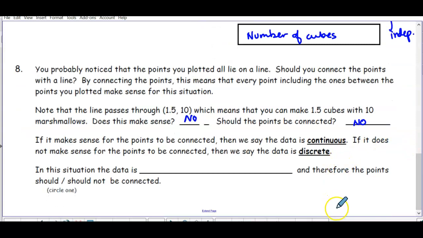So if it makes sense for the points to be connected, then we say the data is continuous. If it does not make sense for the points to be connected, then we say it's discrete. In this situation, the data is discrete. And I already used that word a little bit earlier. And therefore, the points should not be connected.